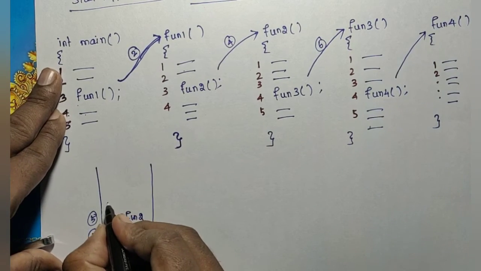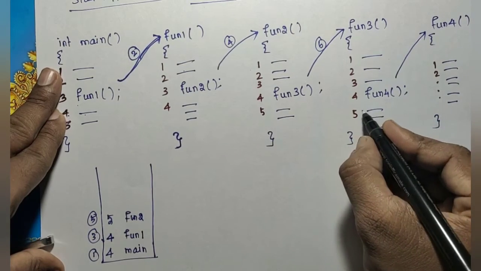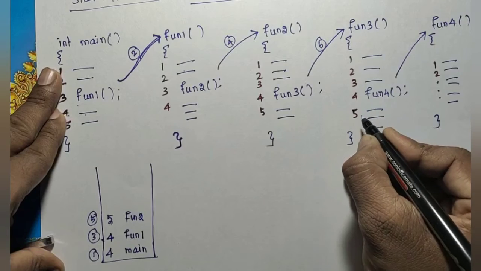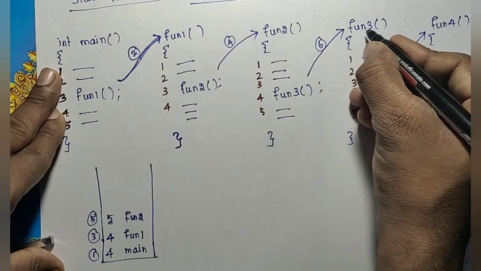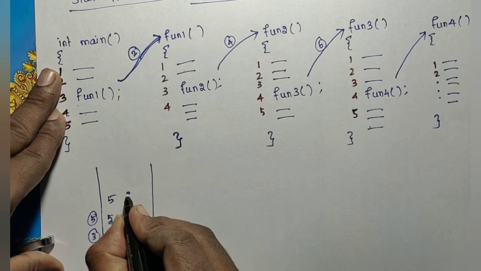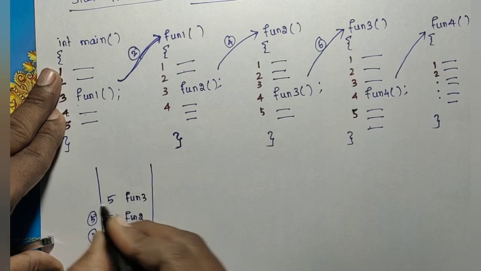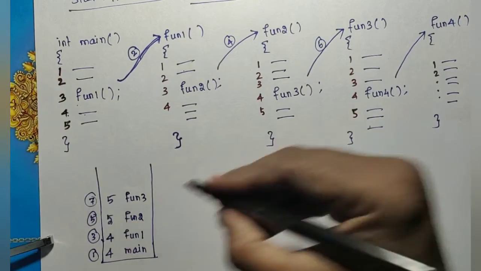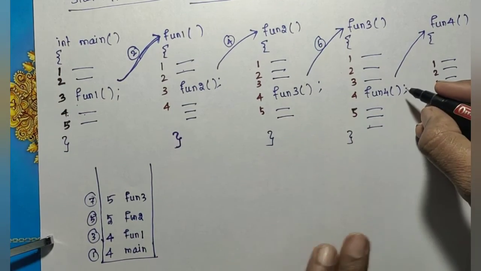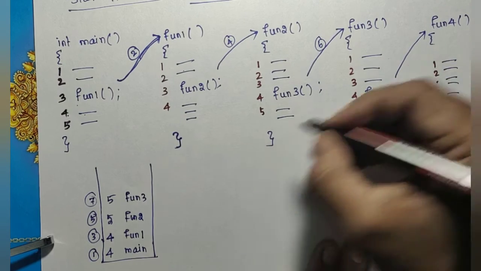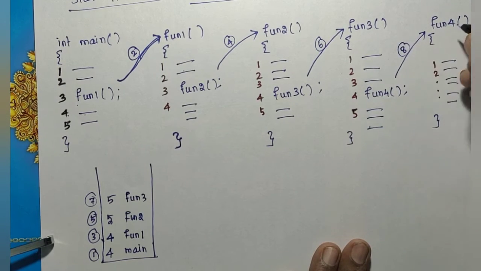So it is storing the identification mark, that is, after completing function 4, return what? Fifth statement of what? Function 3. That information is pushed, that happened as the seventh step. So that is pushed into the stack. After that pushing, control moves to function 4, and it will start executing line by line.